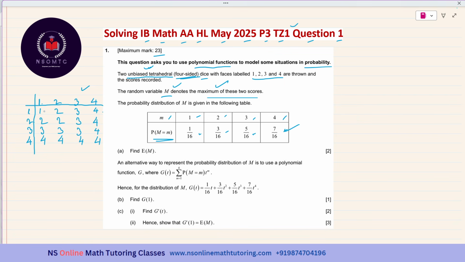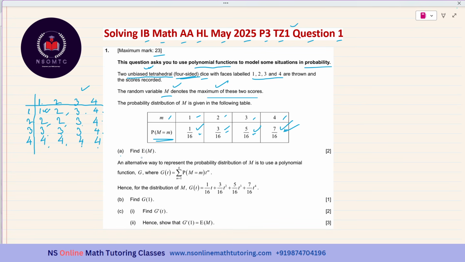Only one of them is having 1, so the probability is 1 over 16. For 2, there are three 2s, so it is 3 over 16. For 3, there are five 3s, so the probability is 5 over 16, and for 4, there are seven 4s, so the probability is 7 over 16. This is how you are getting the probabilities.